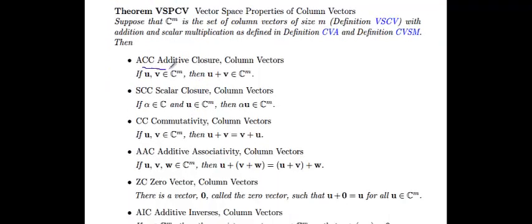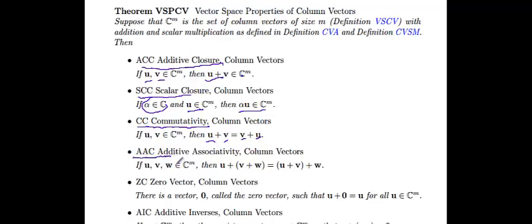The first one's called additive closure. If you take any two column vectors, then the sum is still a column vector. All right, think about that. That makes sense. Scalar closure. If you take any vector and multiply it by any scalar, you still get a vector. Commutativity. You can add two vectors in any order and you get the same result. Same as commutative for ordinary arithmetic.